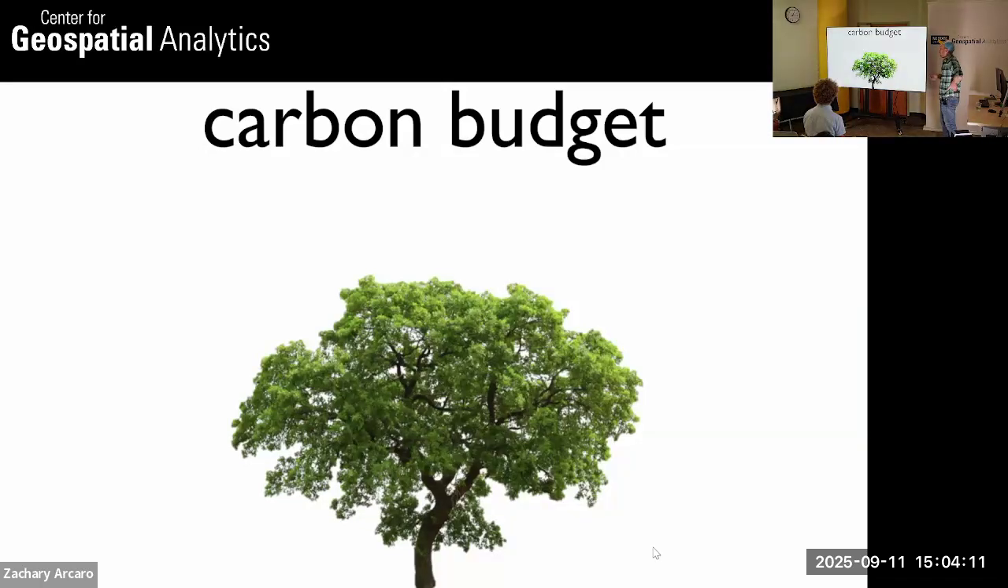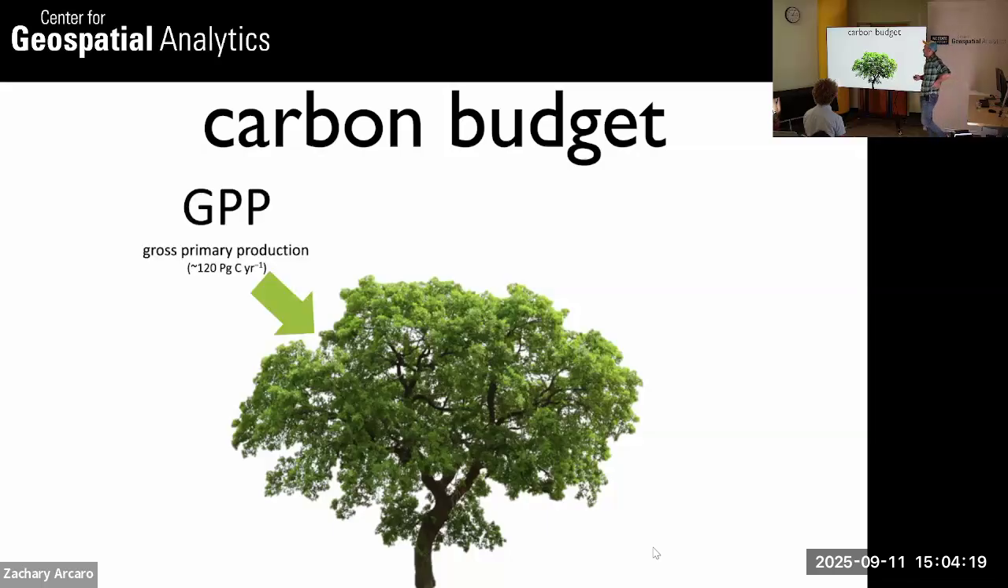Before we get into that, though, I want to give a very quick overview of the ecosystem carbon budget, since I'm going to talk about some of these terms over the course of this talk. So everything basically starts with photosynthesis. And at the ecosystem level, we call that gross primary production. If you were to sum up all of the carbohydrates produced by every leaf in a given ecosystem, you would get something called gross primary production, or GPP.